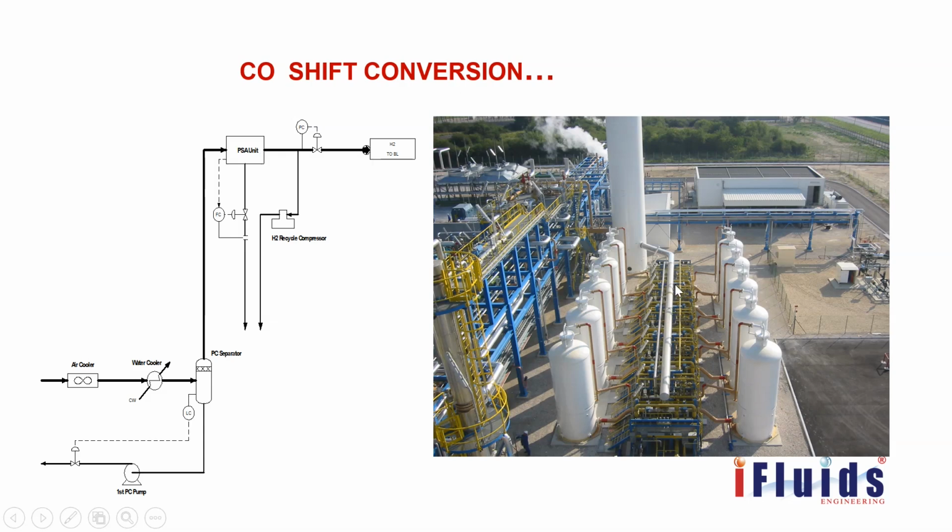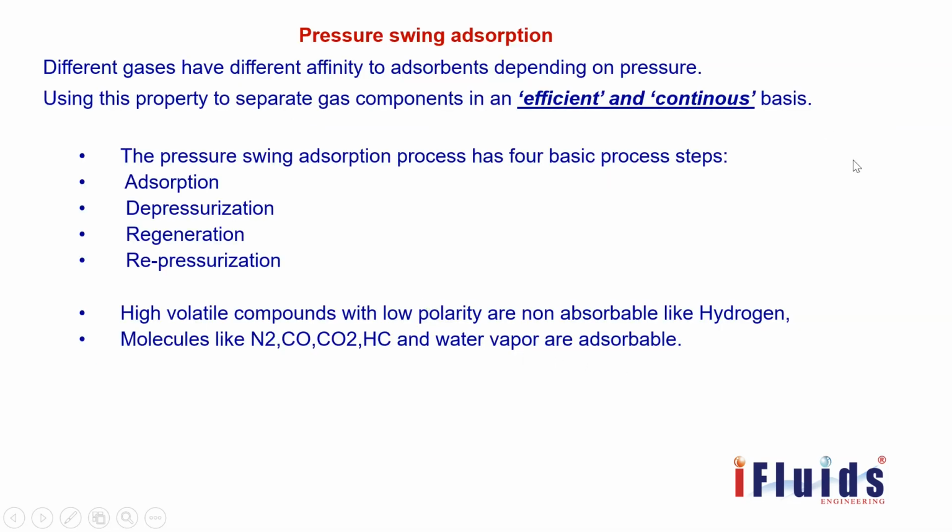These are the PSA adsorbers. Pressure swing adsorption: the adsorption takes place based on the affinity of the gases towards the external surface of the adsorbent. Different gases have different affinity to adsorbents depending on pressure. Using this property, we separate gas components in an efficient and continuous basis.